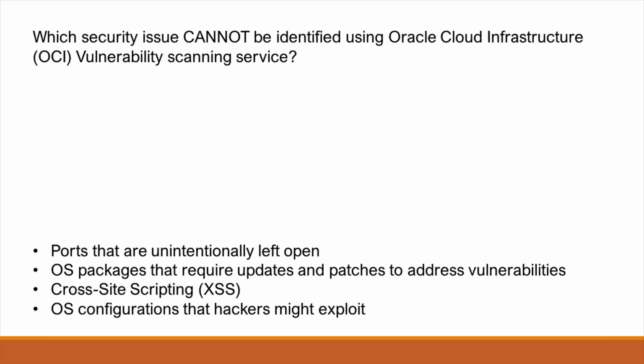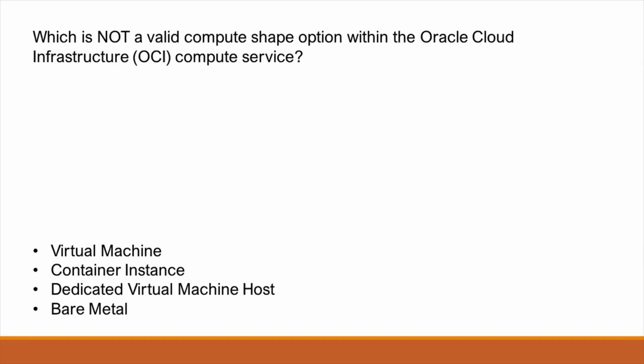Let's talk about this question. Which security issue cannot be identified using the Oracle Cloud Infrastructure, OCI, Vulnerability Scanning service? Options we have for this question are ports that are unintentionally left open, OS packages that require updates and patches to address vulnerabilities, cross-site scripting, XSS, OS configurations that hackers might exploit. The correct answer for this question is option 3, cross-site scripting, known as XSS, because it can be handled by Web Application Firewall.